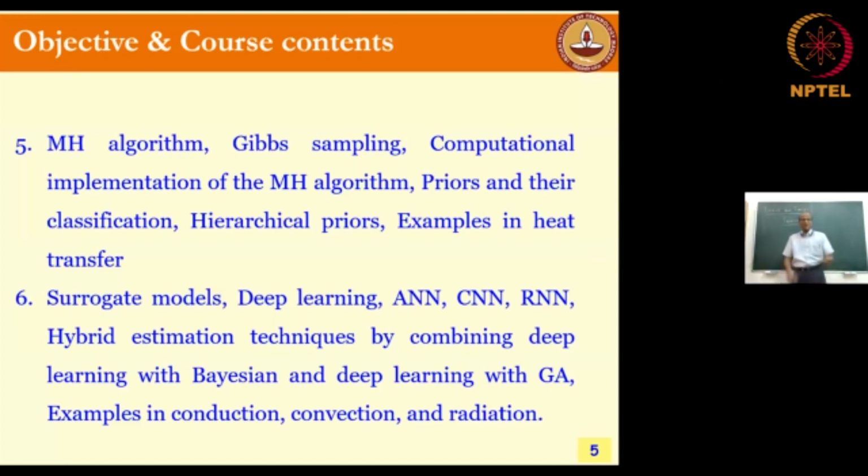Examples in heat transfer, surrogate models, deep learning, ANN, CNN, RNN, PINN, hybrid estimation techniques. So I think Professor S. Balaji must at least briefly explain to you how you can use a hybrid estimation by combining deep learning with Bayesian and deep learning with GA. Okay. Examples in conduction, convection, and radiation.